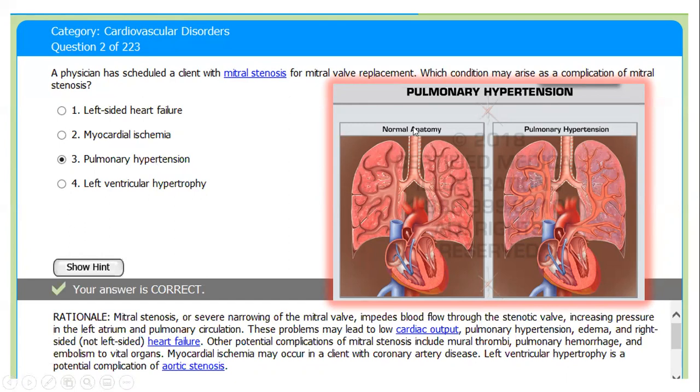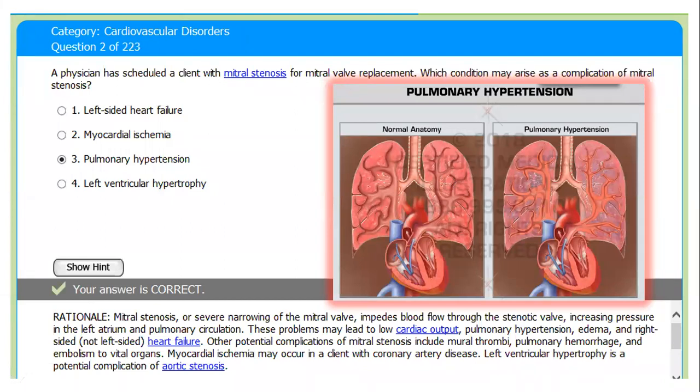So here we can see normal anatomy of the heart and lungs. So heart and lungs are connected, right? Blood gets inside the right atria, then right ventricles. From the right ventricles, blood is supposed to go to the lungs, where it would be oxygenated.